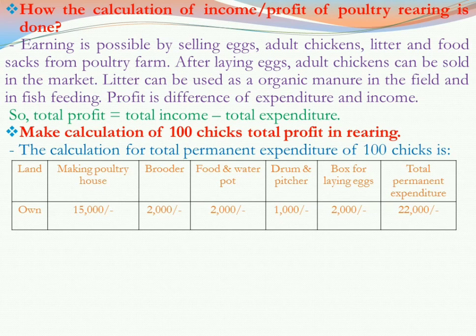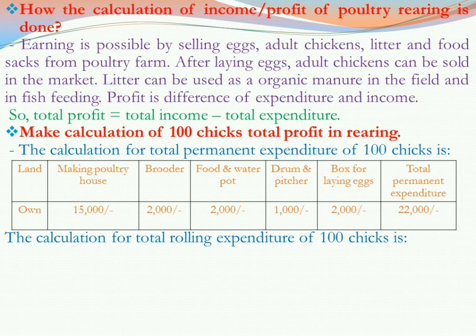So this total permanent expenditure, if we add, is 22,000 without the cost of land, because we have thought that the farmhouse owner has his own land. So that is permanent expenditure. Now let us look at the rolling expenditure of 100 chickens.